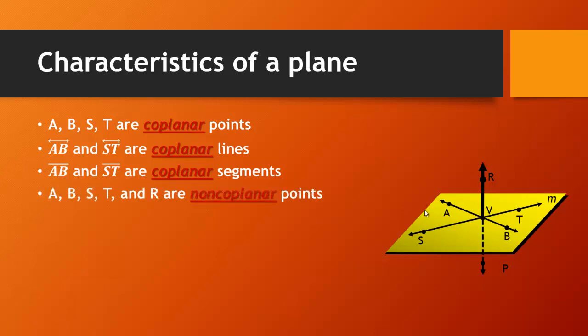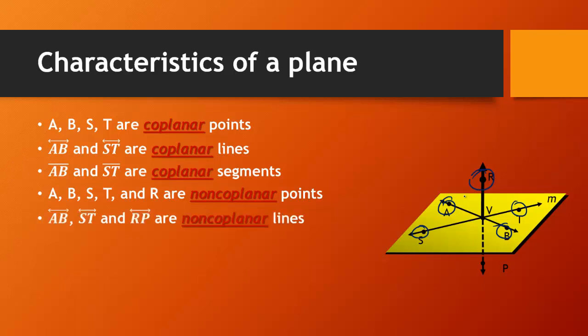Points A, B, S, T, and R are non-coplanar points. That's because you've got A, B, S, and T, and those are all coplanar. However, when you add R into the mix, it is not. So we say that because that one is not, none of them are coplanar, because they would all have to be coplanar.